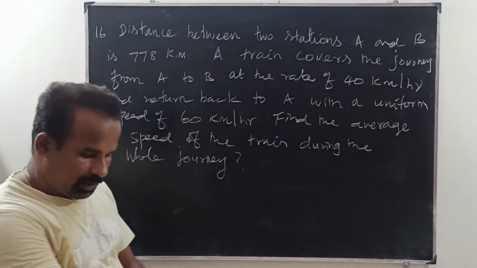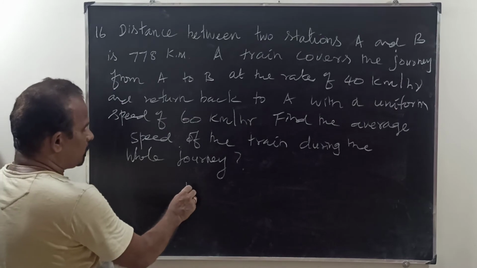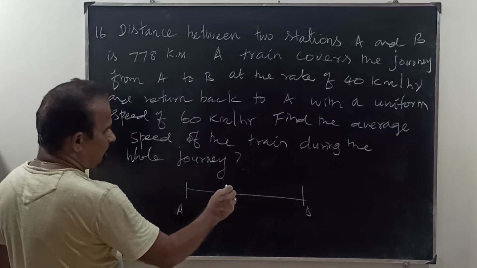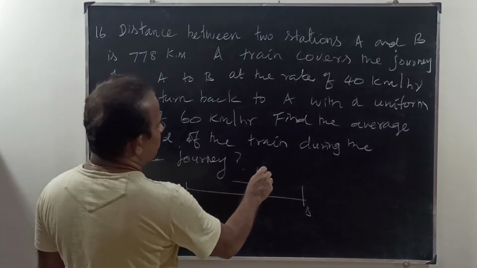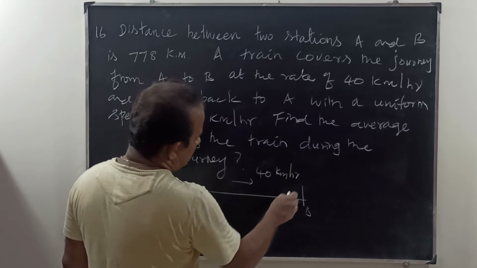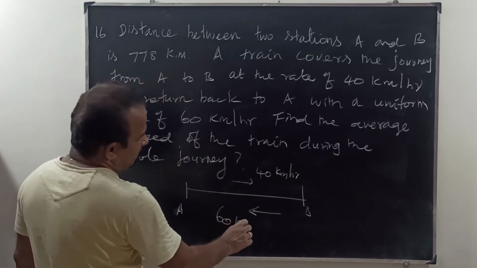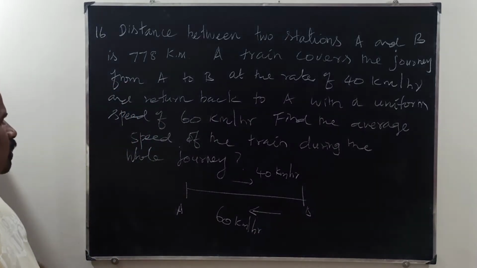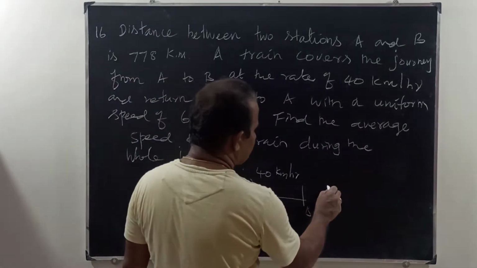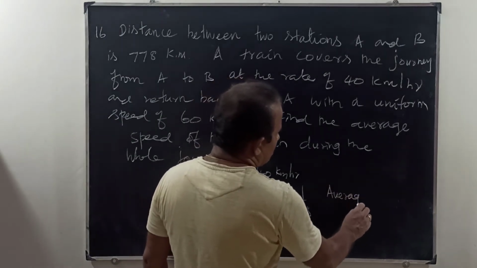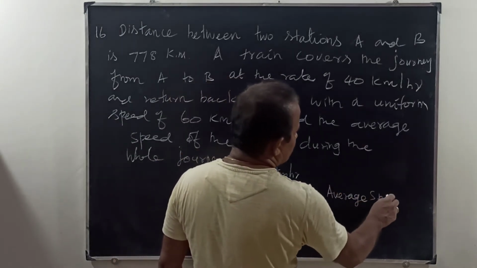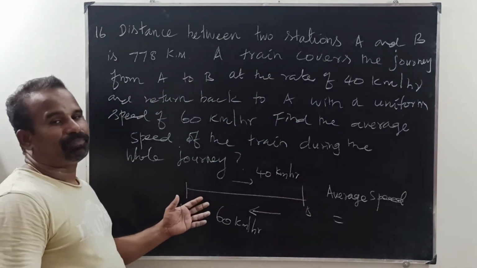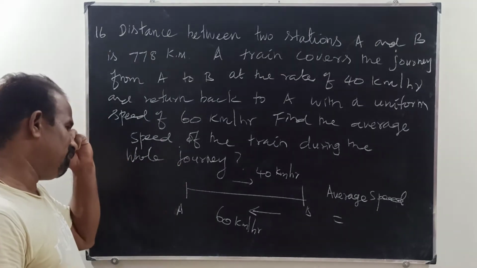Okay. So here A to B, B to A. A to B is 40 km per hour, B to A is 60 km per hour. So here the average speed is nothing but harmonic mean, not arithmetic mean. Already I said in the previous video.